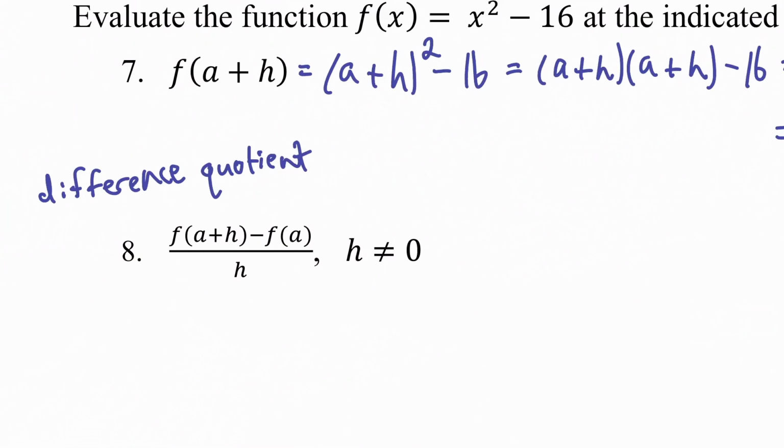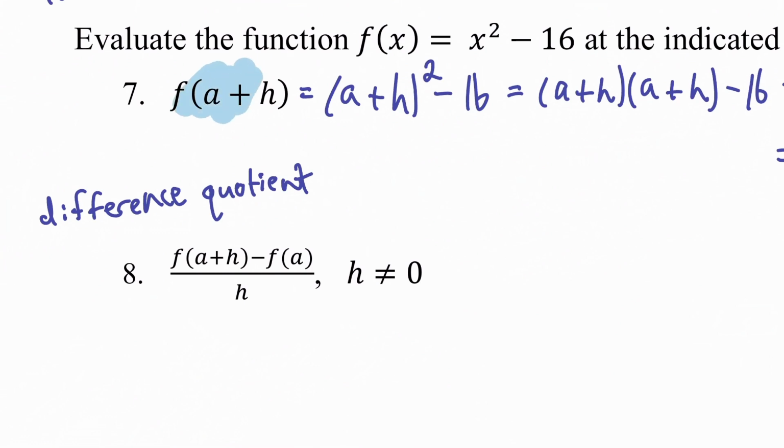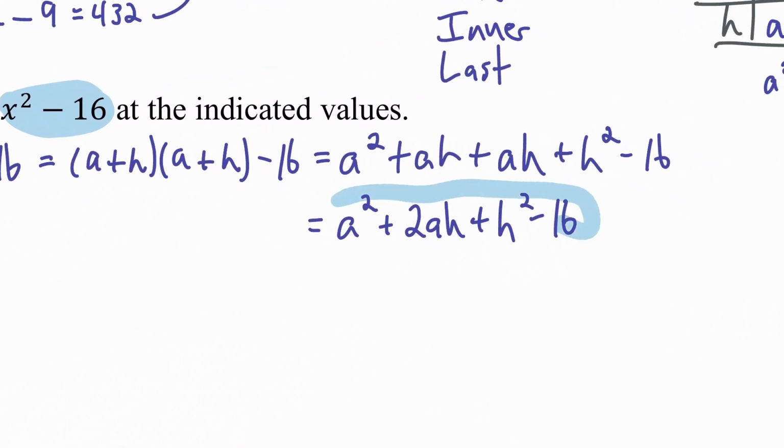Let's summarize what we've done first. So we figured out what f of a plus h is, and we're using the same formula, x squared minus 16. So we've already figured out what this first piece of the numerator is. F of a plus h is this guy over here. Okay? So we've already got that.